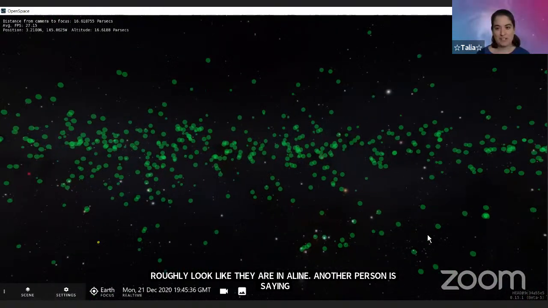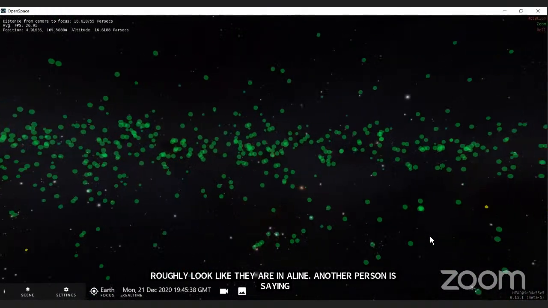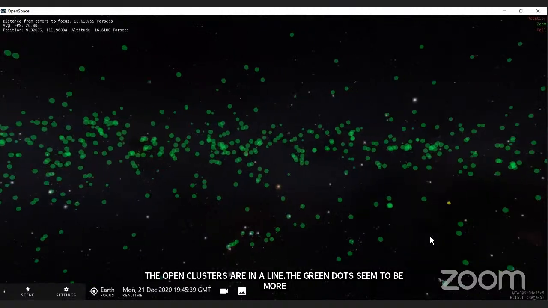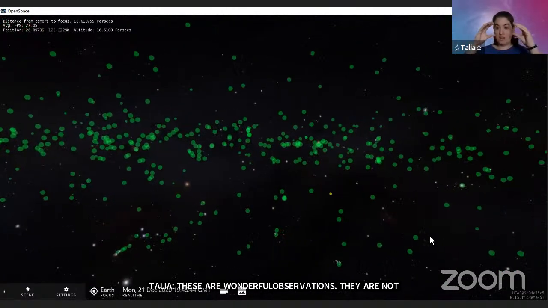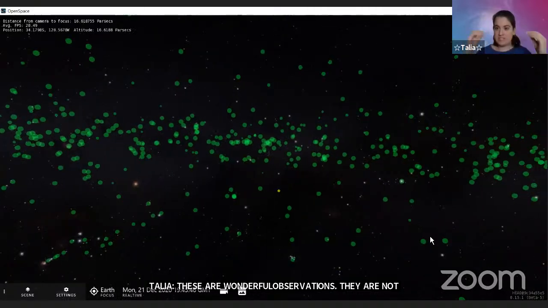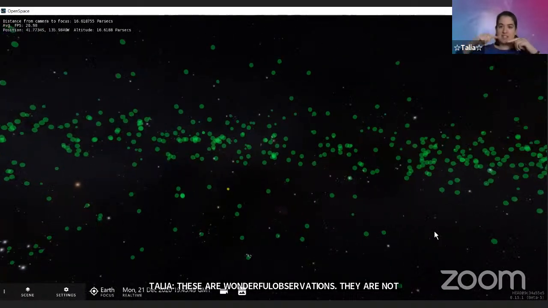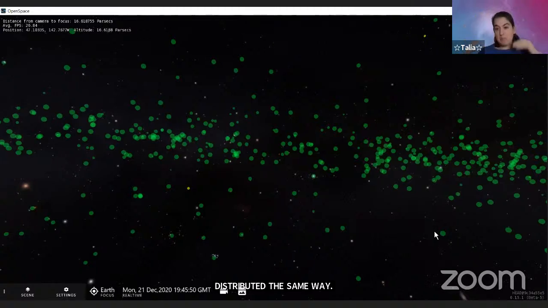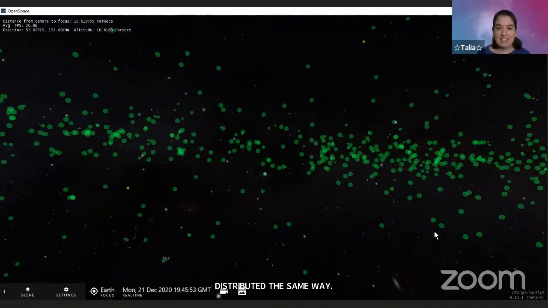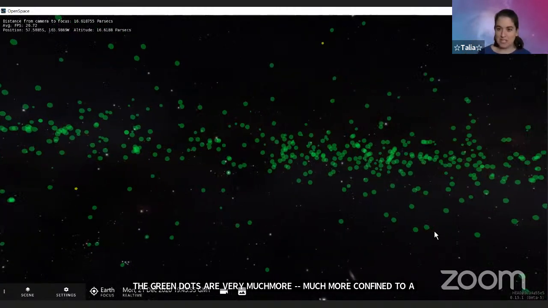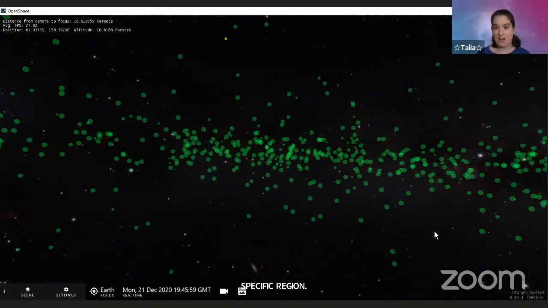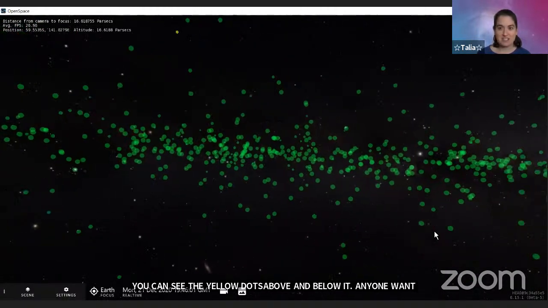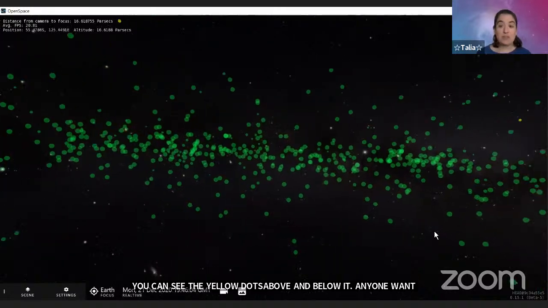Yes, these are wonderful observations. So they're not distributed the same way. The green dots are much more confined to a specific region. And then you see the yellow dots both in that region and above and below it. And does anybody want to guess what that region is? What that area of space represents where the open clusters are gathered together? You can put your answer in the Q&A.